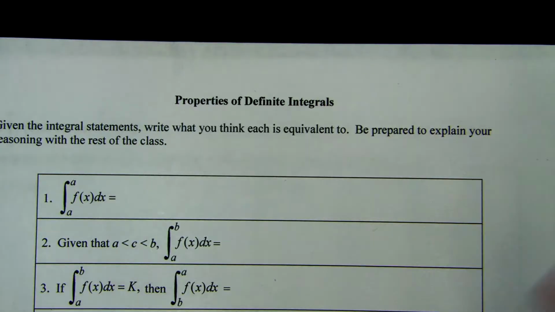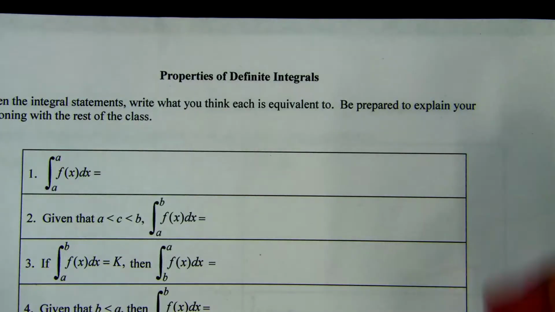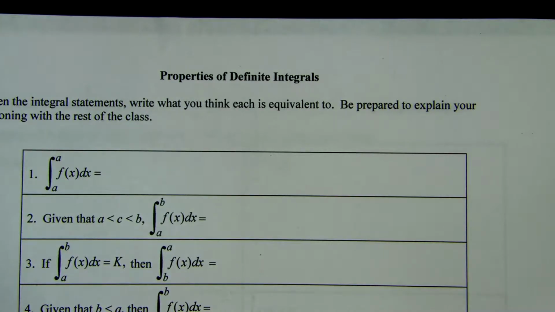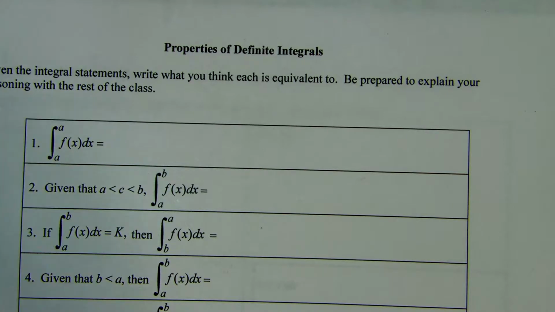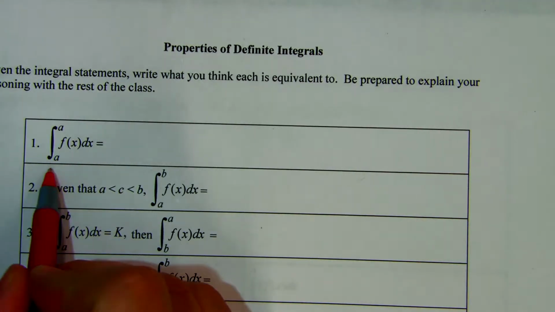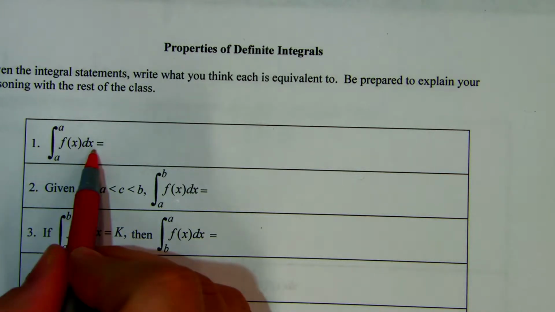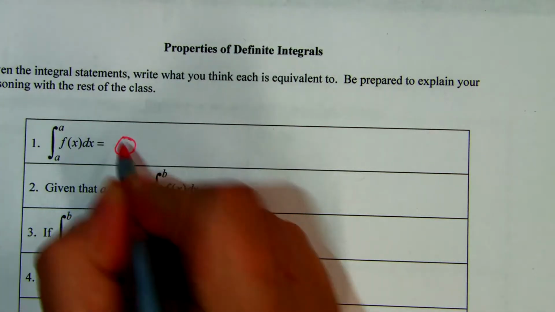Okay, in this video I'm just going to start with the first page of the 6.4 notes on properties of definite integrals. Some of these properties are all pretty intuitive, and I'm not going to go through trying to prove them, but we'll try to make them make a little more sense. So the first one is that if I have a definite integral from a to a of f of x dx, that's just going to equal 0.